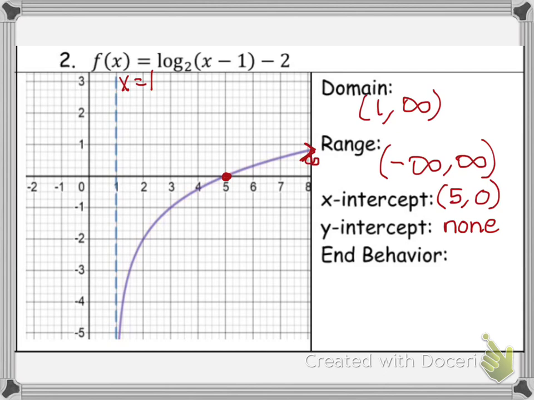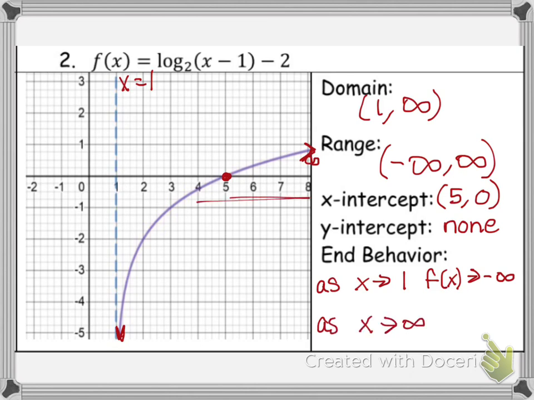Now for my end behavior. As x approaches, well, on the left side, it is going to get closer and closer to my asymptote, which is at 1. So as x approaches 1, my y, looking at that arrow pointing down, is approaching negative infinity because it's pointing down. On the right side of my graph, as x approaches positive infinity, because these numbers are all positive on the right side, my f of x is going to keep going up and up and up to positive infinity. And that's it.